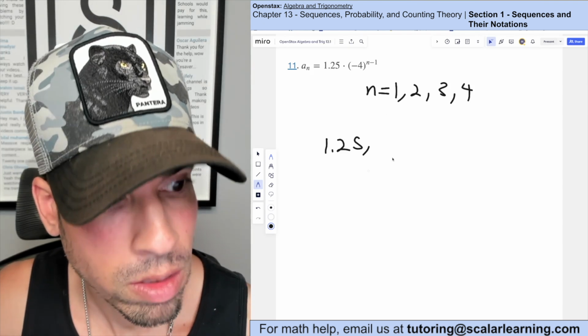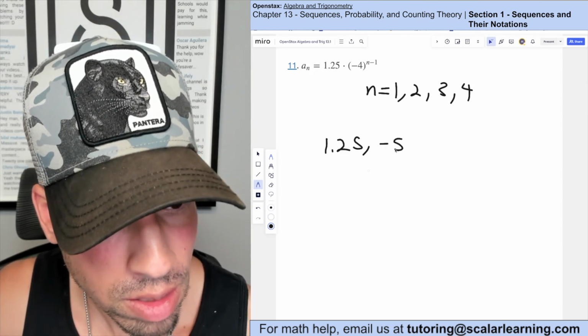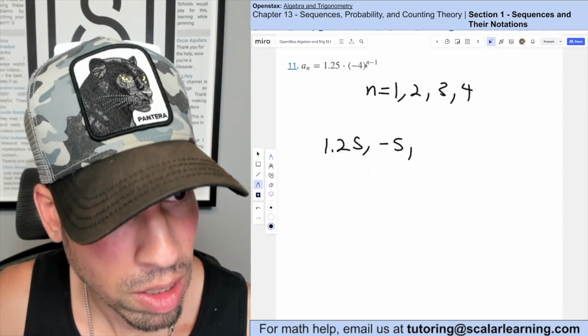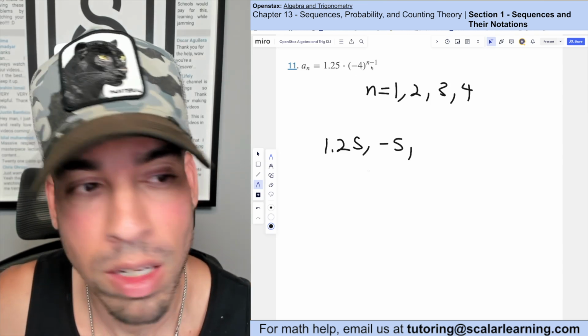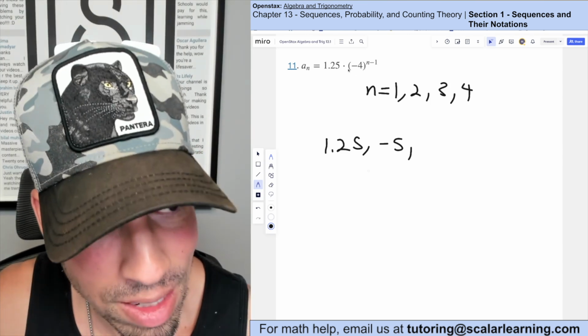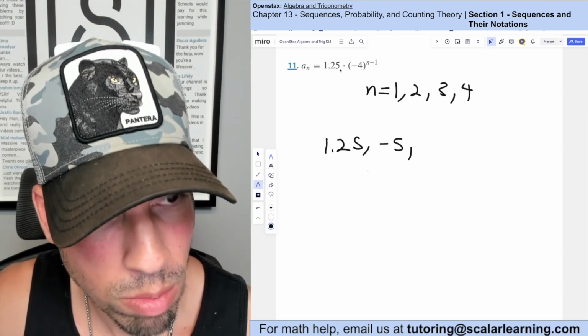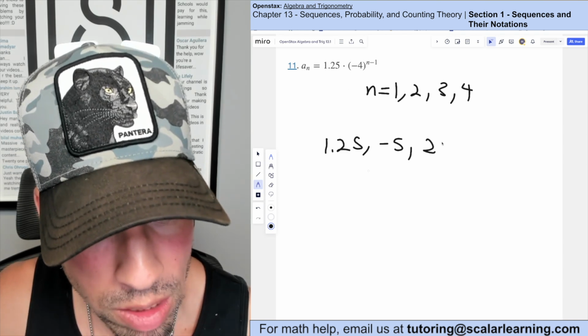Negative 4 times 1.25 is negative 5. Next, we're going to plug in 3. 3 minus 1 is 2. Negative 4 to the second power is 16.